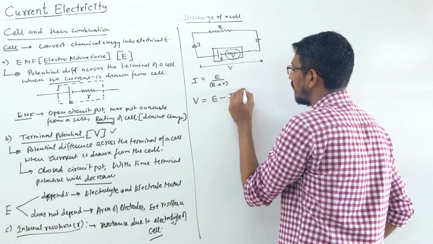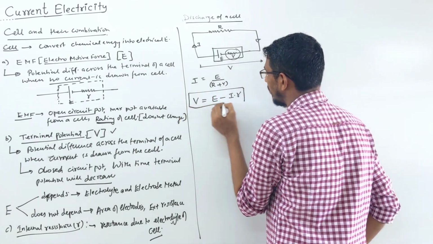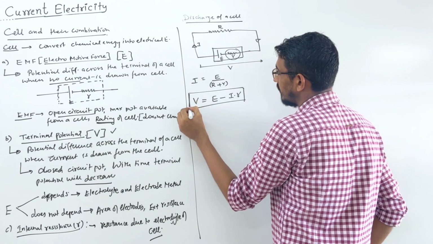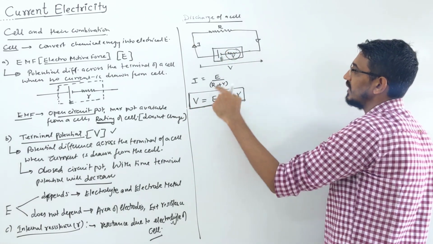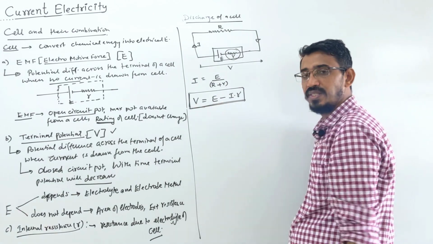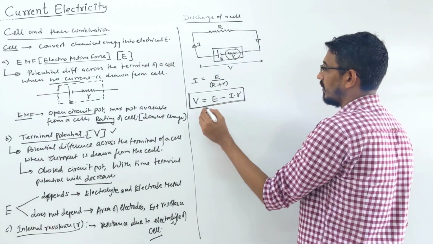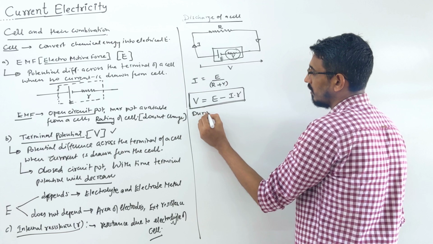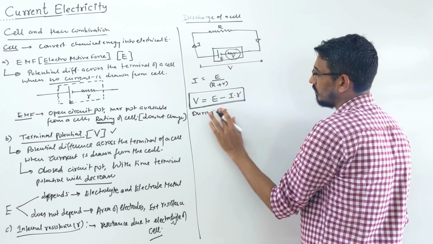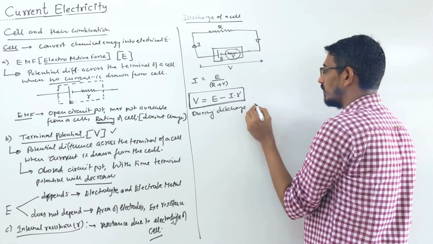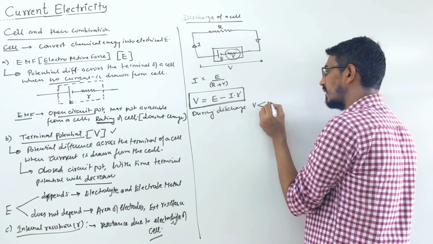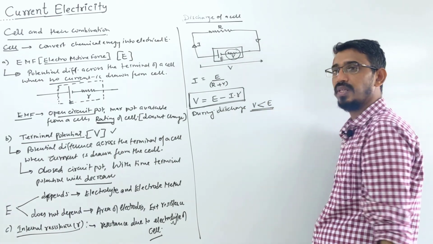So this is a simple equation if you watch carefully. Now give attention, that's very important. You see that in the discharge case, this V value is always less than E. So during discharge, when you are using your battery, it's called discharge, your V will always be less than E. Yes or no? Correct?